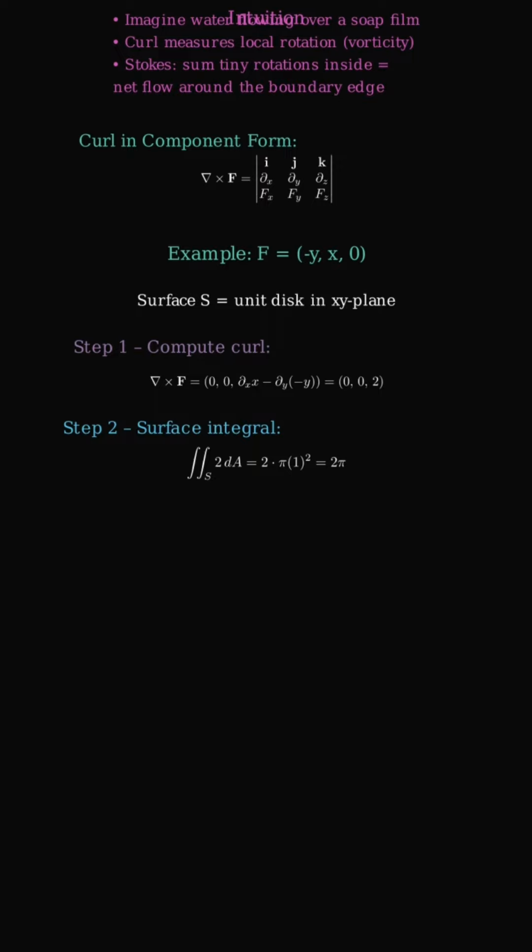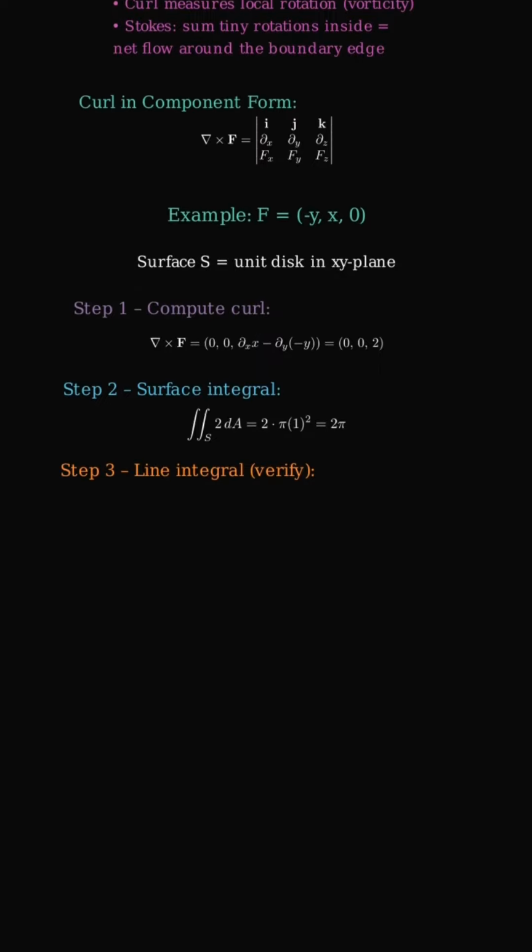Step 3, verify using the line integral. We now compute the line integral around the boundary. When we evaluate it from 0 to 2 pi, the result is also 2 pi. Both integrals match. So Stokes' theorem is verified.